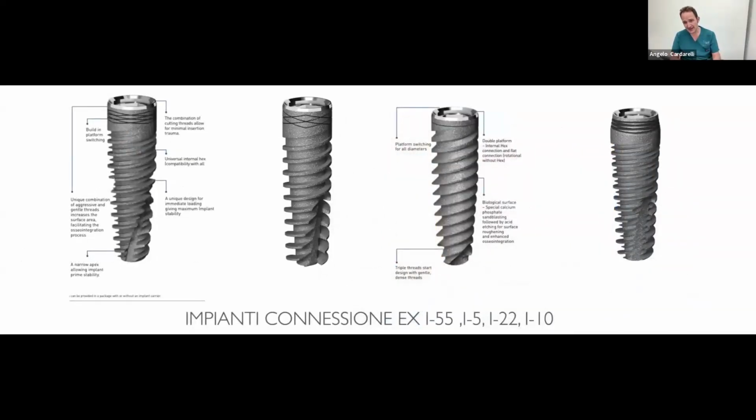So basically in my practice, I'm using I5, I55, I22, according to, as I told before, whether we are treating the maxilla or the mandible. As you know, I5 is more aggressive, so we can use it better in the maxilla, also if we are doing a crestal sinus lift. Why? Because the apex is smooth. And we can use I55, for example, in the mandible because it's less aggressive.